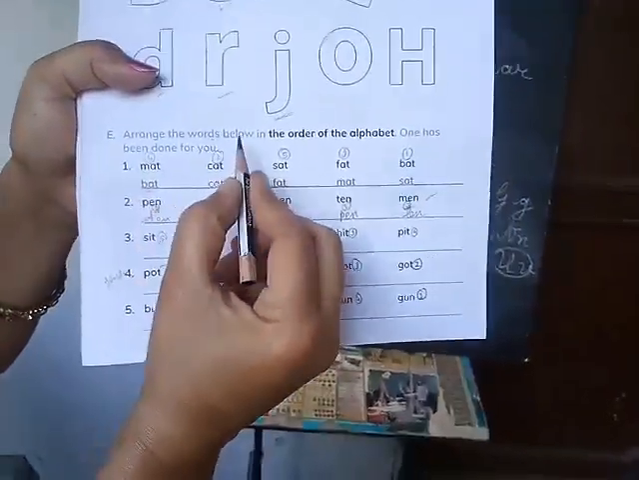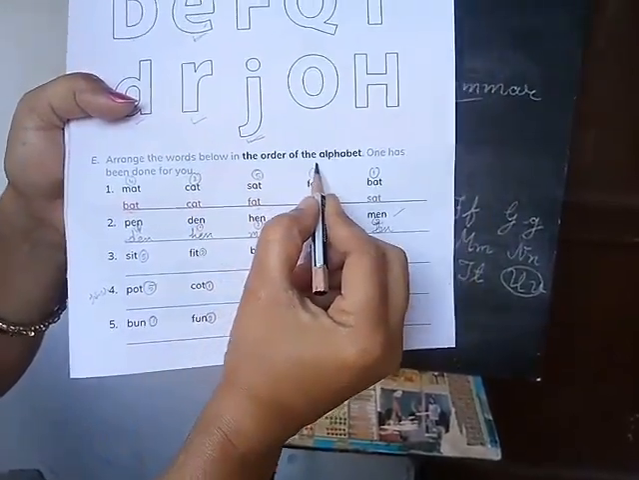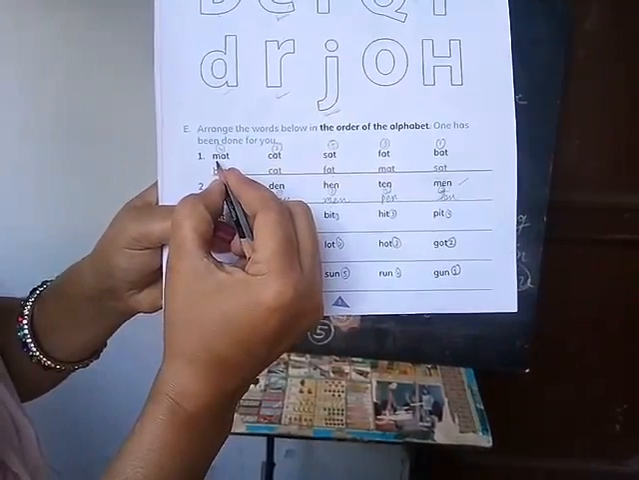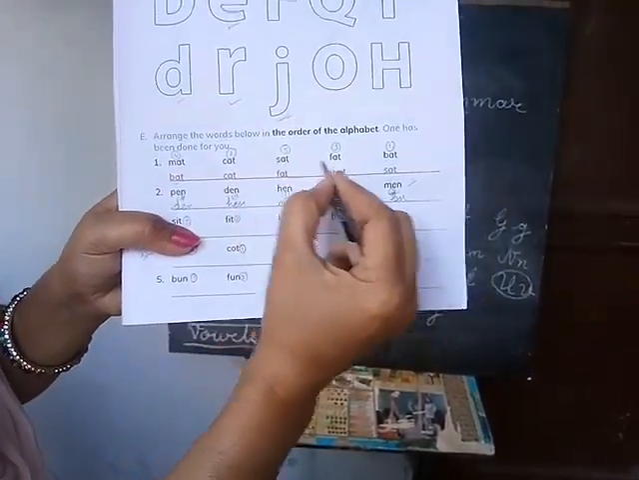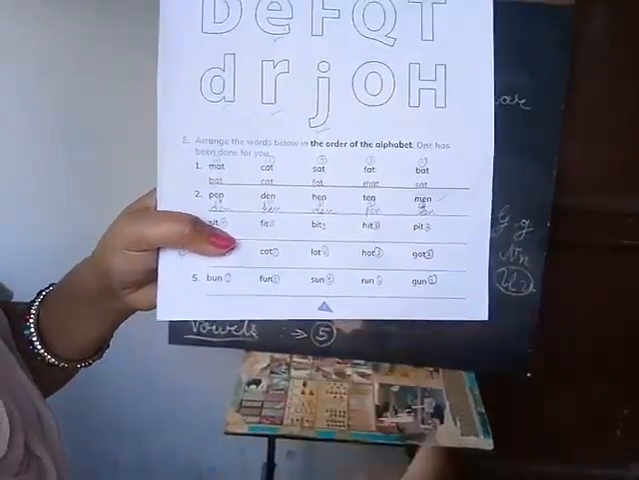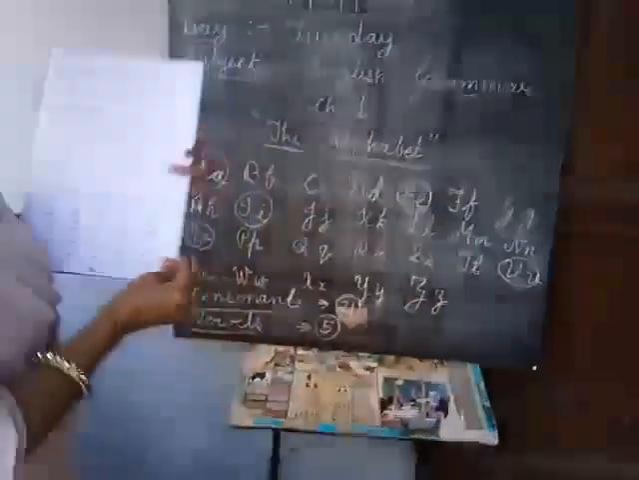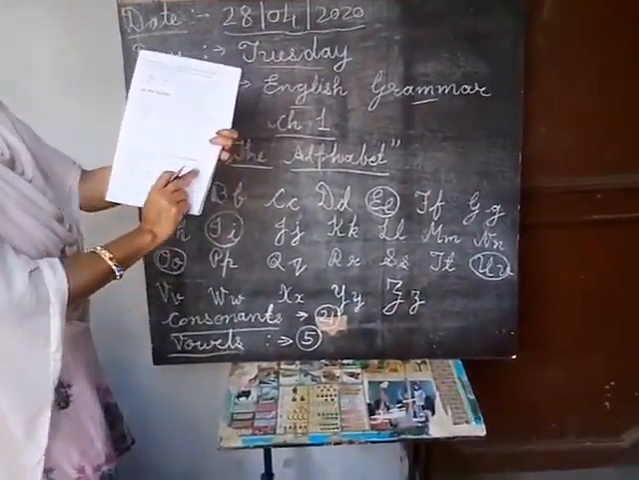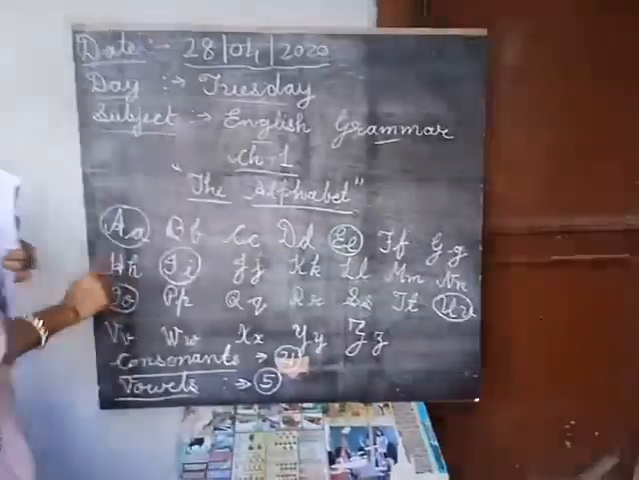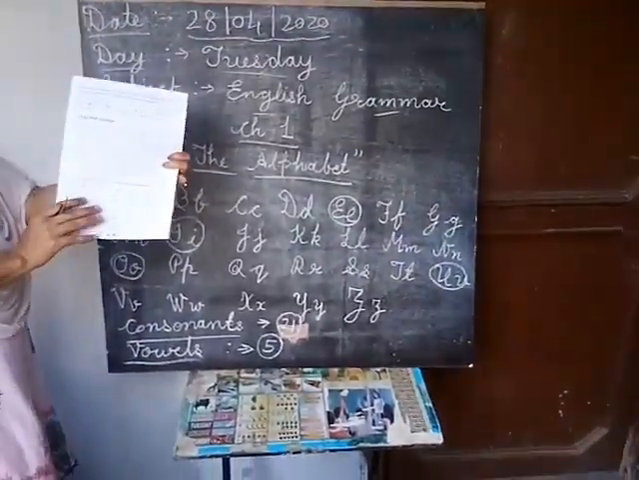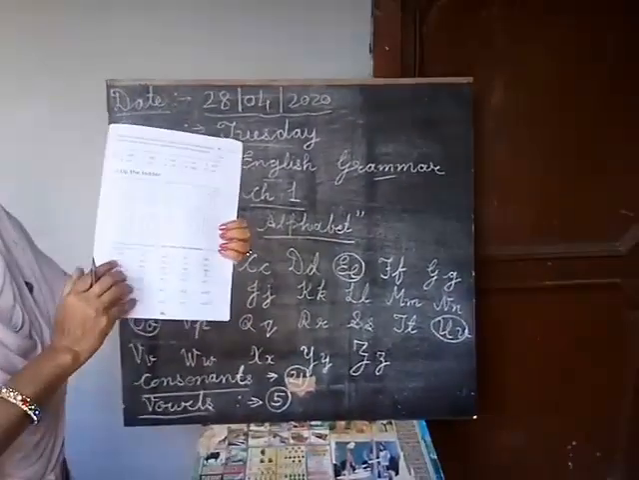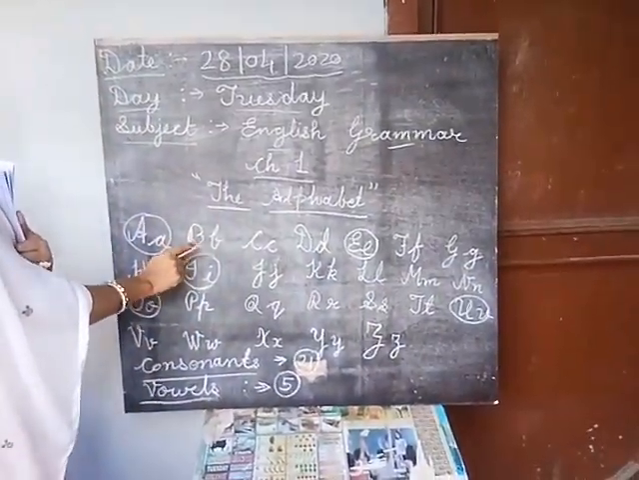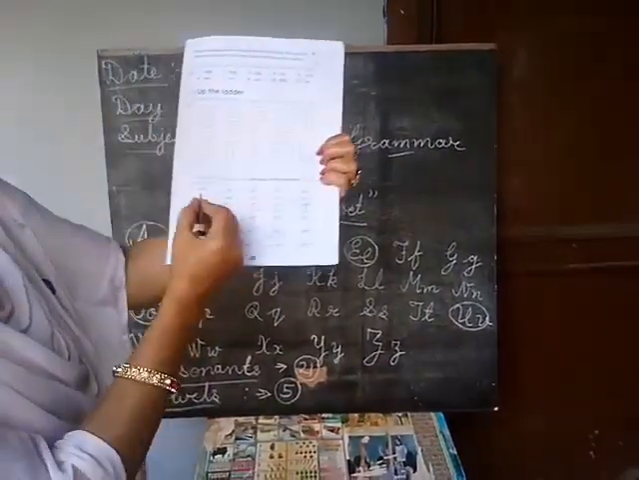Now come here. Arrange the words below in the order of the alphabet. One has been done for us. Now MAT mat, CAT cat, SAT sat, FAT fat, BAT bat. Now we have to understand which letter will come first. In this, we have to find BAT bat. A is not there. No word has been formed with the A. But BAT bat is formed with B. So we have to take B first. So they have taken BAT bat.